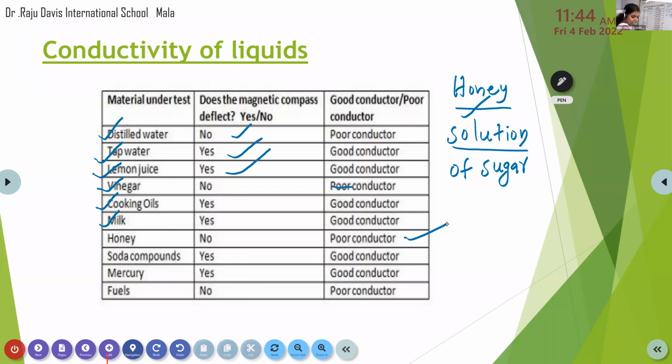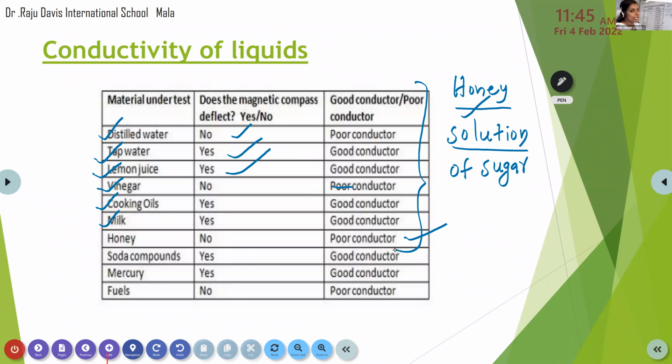Okay. These are the examples in your textbook: distilled water, tap water, lemon juice, vinegar, cooking oils, milk, and honey are also in your textbook.